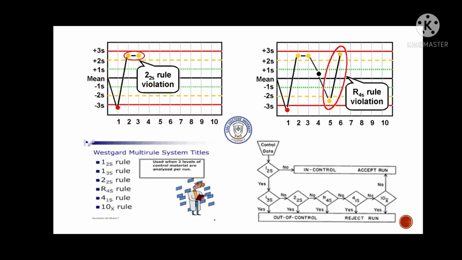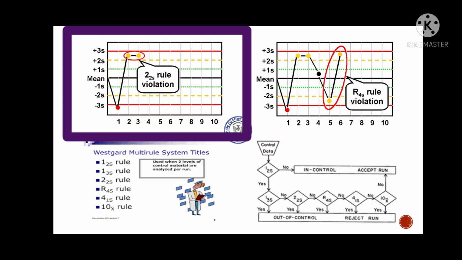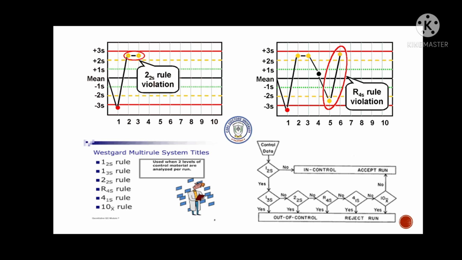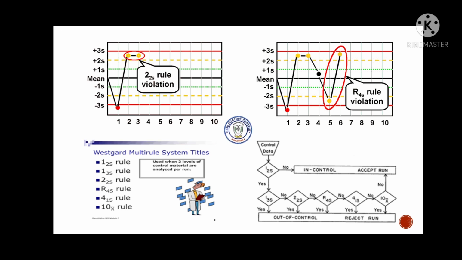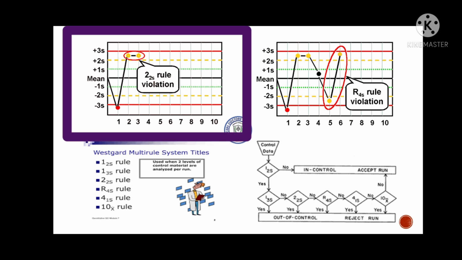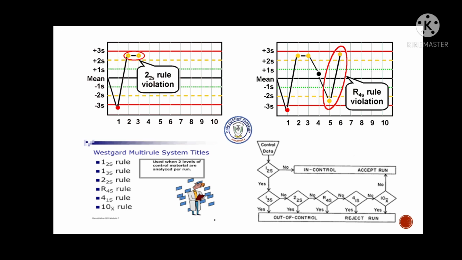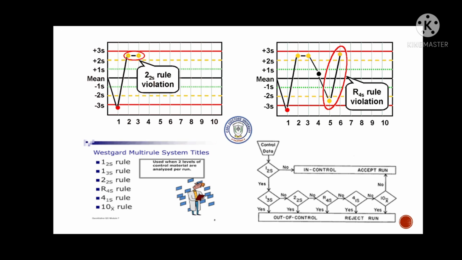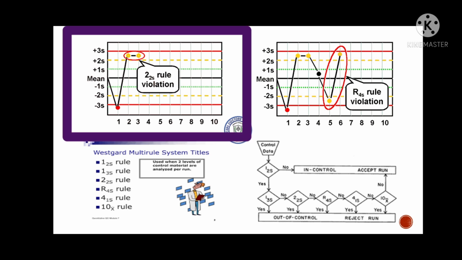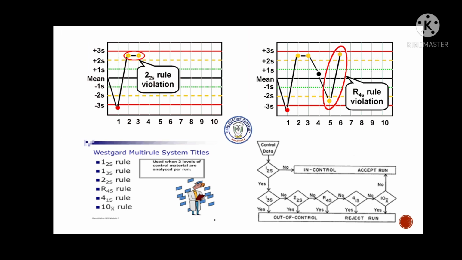The next rule is the 2-2S rule violation. It states that if 2 consecutive control measurements across runs exceed the same mean minus 2 standard deviations, or exceed the same mean plus 2 SD, or within a run, that means if 2 consecutive control values are outside the same 2 SD, the run must be rejected.